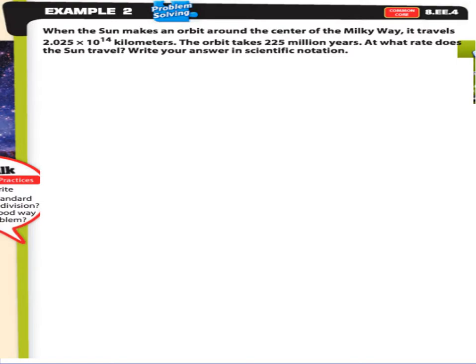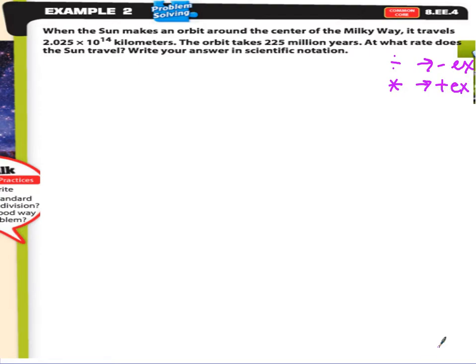So now we're looking at examples with multiplication and division. We know that the law of exponents tells us that if we're multiplying or dividing numbers with the same base that have an exponent, we can use addition and subtraction. So if we're dividing and the bases are the same, we'll subtract the exponents. If we're multiplying and the base is the same, then we'll add the exponents.